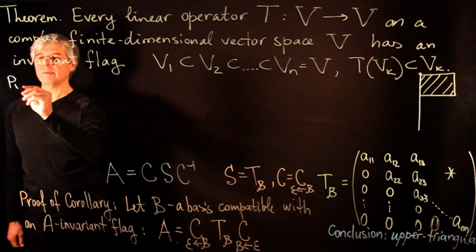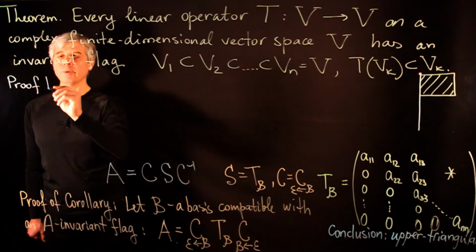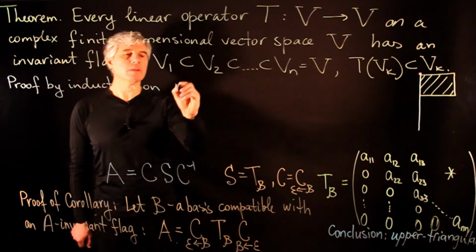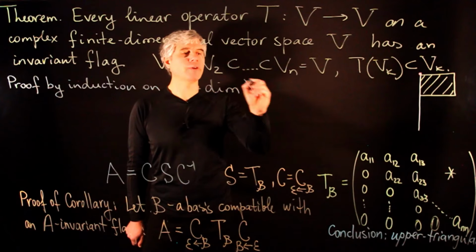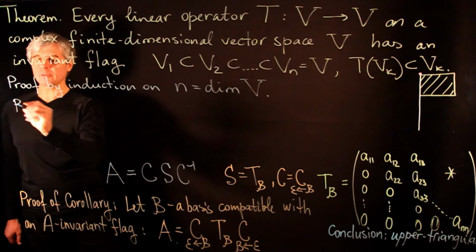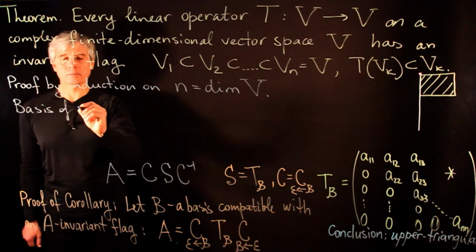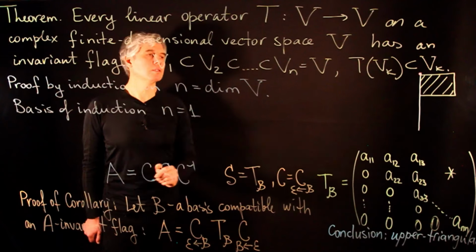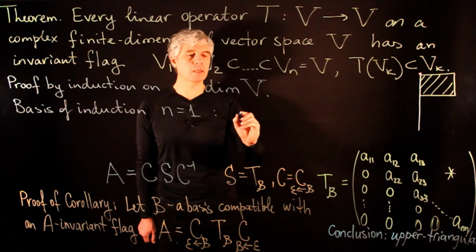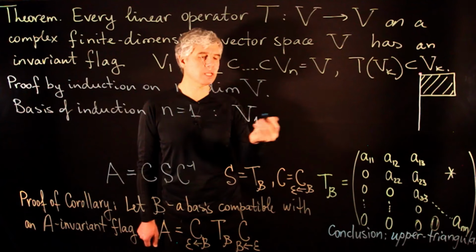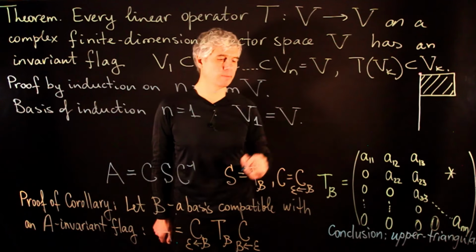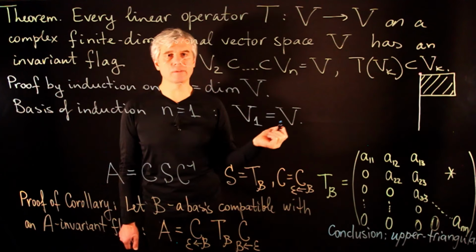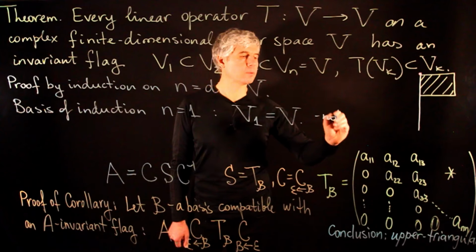Let us now prove the theorem, and we'll give the proof by induction on N, which is the dimension of our vector space. So the basis of induction is N is equal to 1. So this is trivial. So here we take our flag just consists of a single subspace V1, which is equal to V. And because T is an operator on V, this subspace is automatically T invariant. So there is nothing to prove.